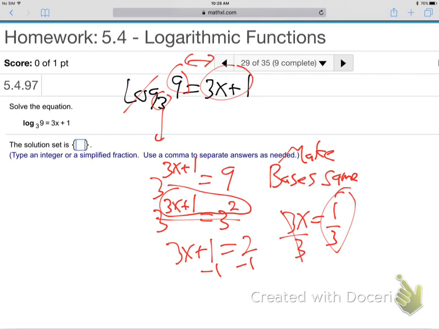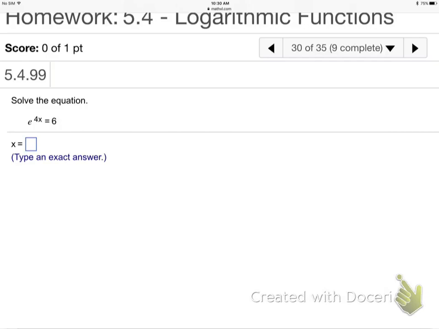All right. Got that down. I'll keep moving. One or two of those graphs. All right. So e to the 4x equals 6. I'll let you do that one. Go ahead and solve for x there.